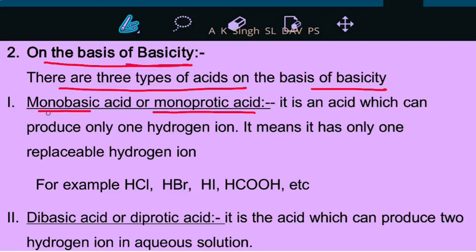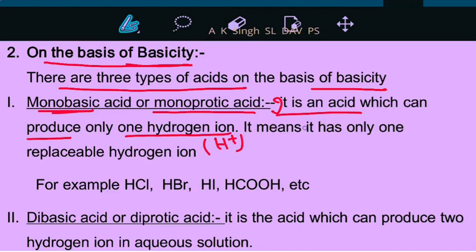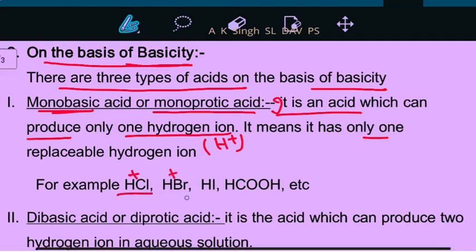At first, monobasic acid or monoprotic acid. What is it? It is an acid which can produce only one hydrogen ion. The acid which can produce only one hydrogen ion is called monobasic acid or monoprotic acid. It means it has only one replaceable hydrogen ion. For example, HCl. It has only one replaceable hydrogen ion.